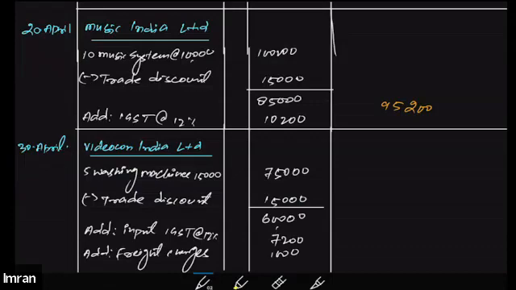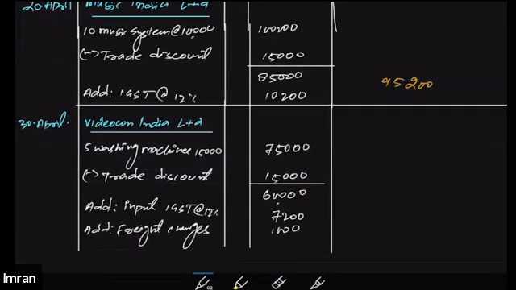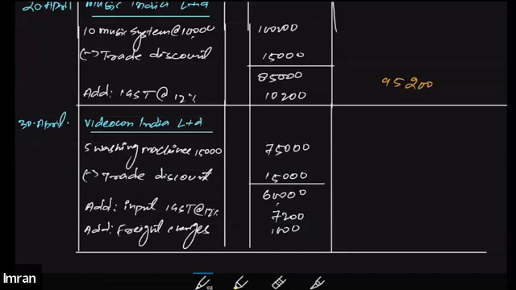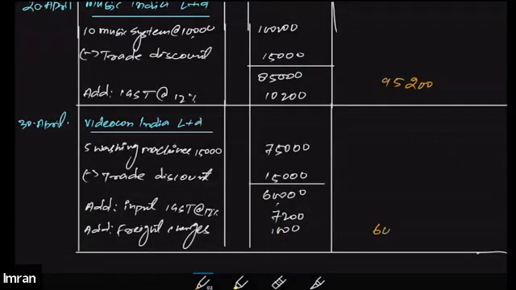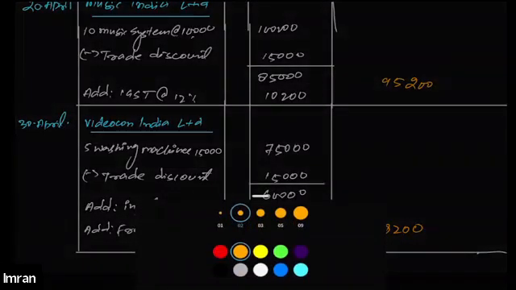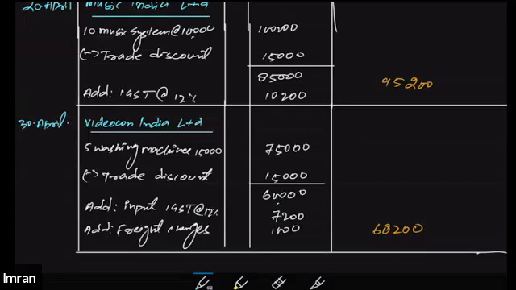Now we will close the account and total the value. So it will be 60,000 plus 7,200 plus 1,000, which is 68,200. All right. And now we will total the entire value.